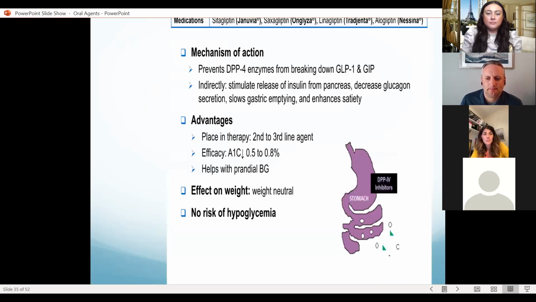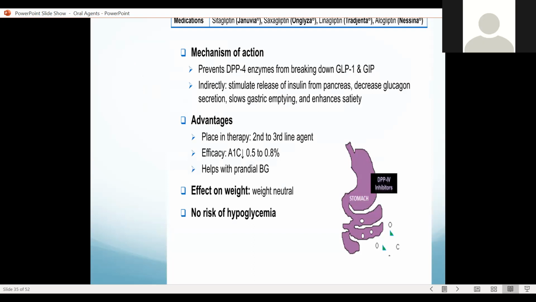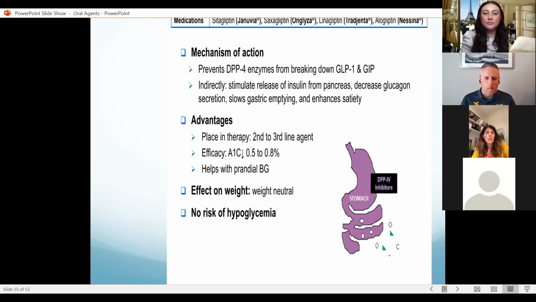Next slide, please. So to talk about the DPP-4 inhibitors, these are gut hormones, and they prevent the DPP-4 enzymes from breaking down what's called GLP and GIP. They indirectly stimulate the insulin release from the pancreas, and they decrease glucagon secretion. They can slow down gastric emptying, enhance satiety. The advantages of this, again, second to third line agent, they can lower the A1c. They can help with mealtime blood sugar. They're weight neutral, and there's no risk of hypoglycemia with these drugs as well. So that's a great thing.